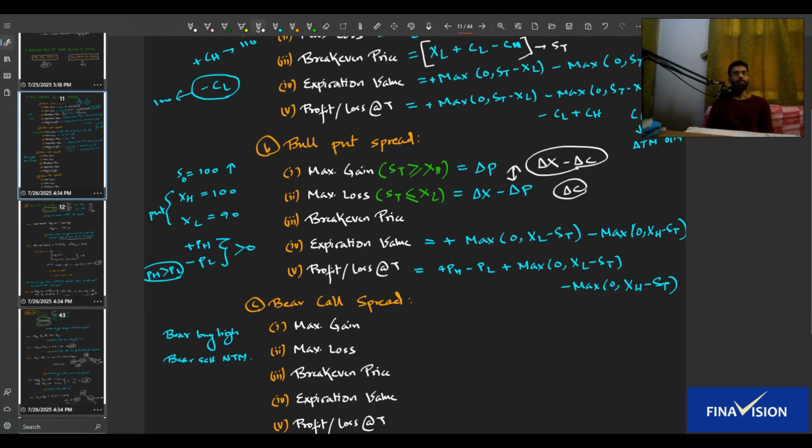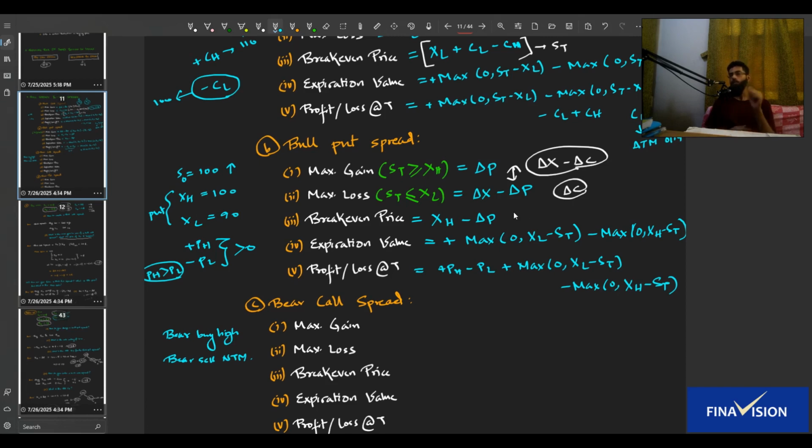What is the break-even price? Here the calculation reference is the higher strike price. So the break-even price is the higher strike price minus the difference in the premiums. So this is how the bull put spread occurs. Now this will be only clearer when we do a few problem sets.